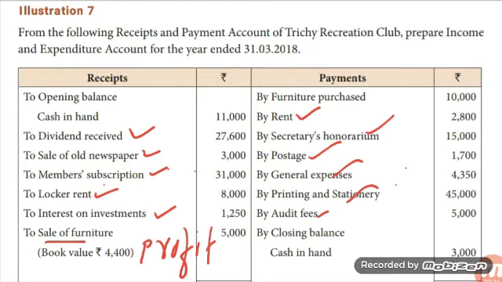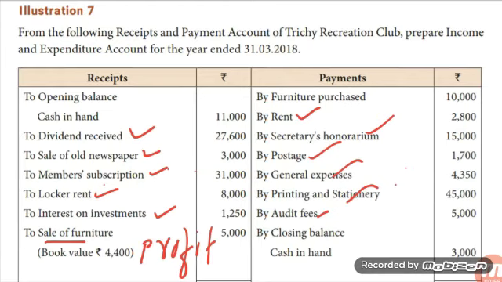Amount 3,000. Next, members subscription. It is also a revenue receipt. So, enter on the credit side by members subscription, amount in outer column 31,000. Next, locker rent. It is a revenue receipt. So, enter as by locker rent 8,000.